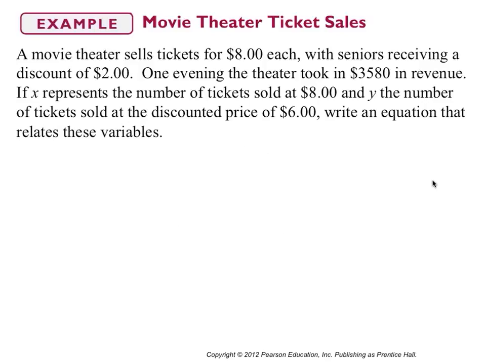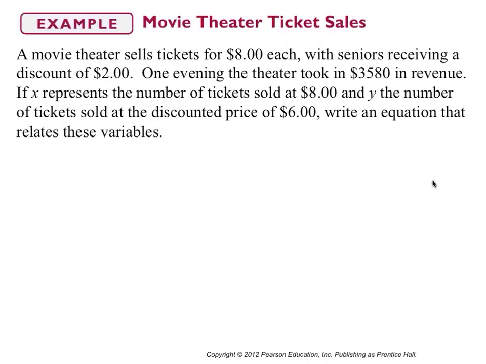Okay, movie theater ticket sales. So this is kind of an applied version of this same type of problem. A movie theater sells tickets for $8 each, with seniors receiving a discount of $2. One evening, the theater took in $3,580 in revenue. X is going to represent the number of tickets sold at $8, and Y is going to represent the number of tickets sold at the discounted price of $6.